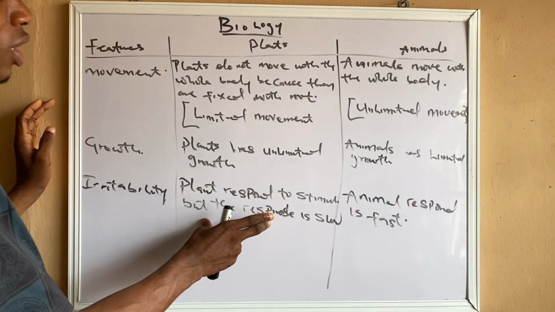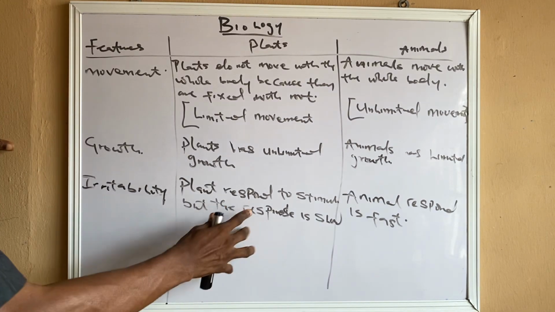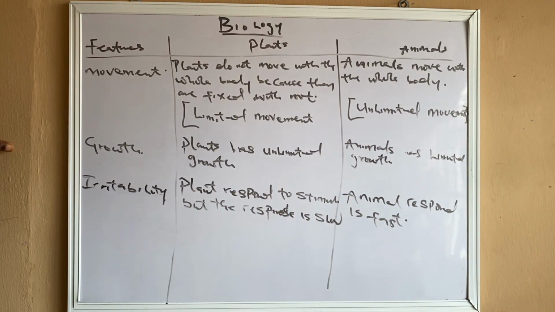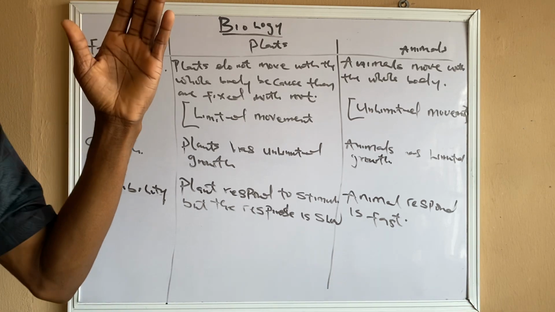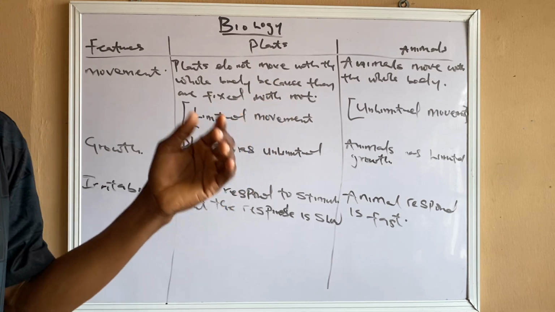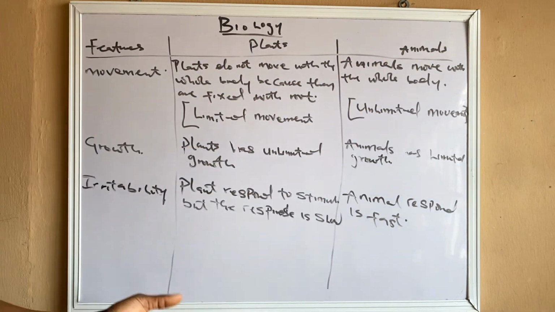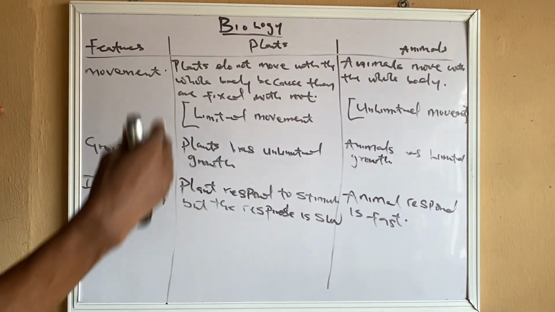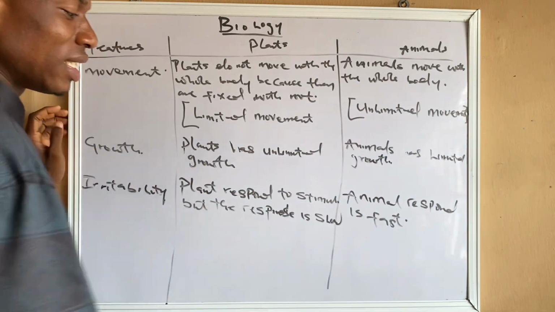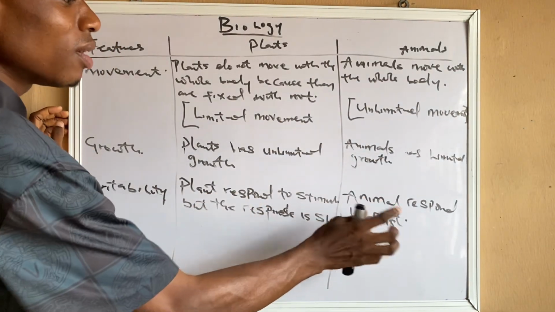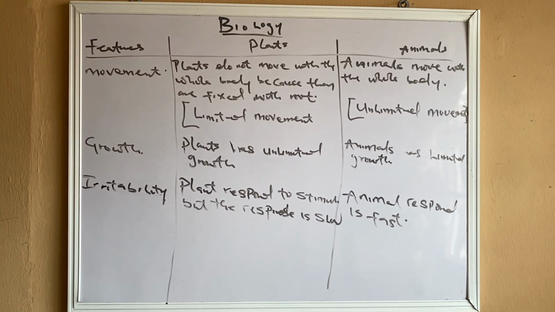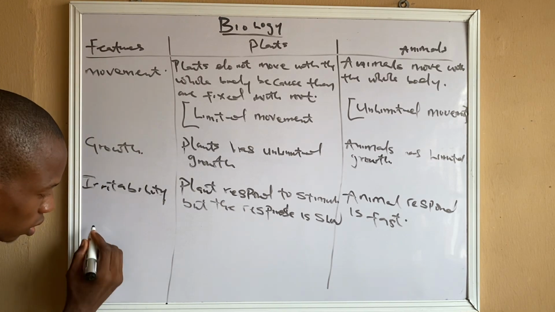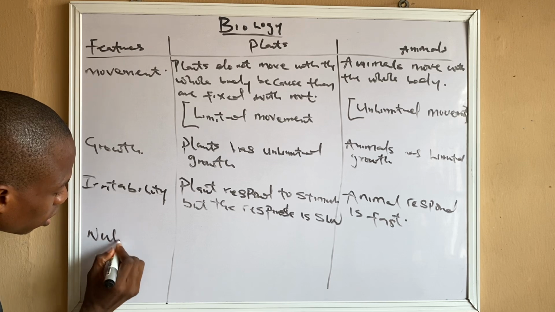But the response of a plant is not immediate and it's still slow. Very, very slow. It might take two to three weeks before you could see that a plant bends to a particular sunlight. Why? Because it does not occur immediately. It takes time. But the animal is very fast and immediate. The next one we're talking about is nutrition.